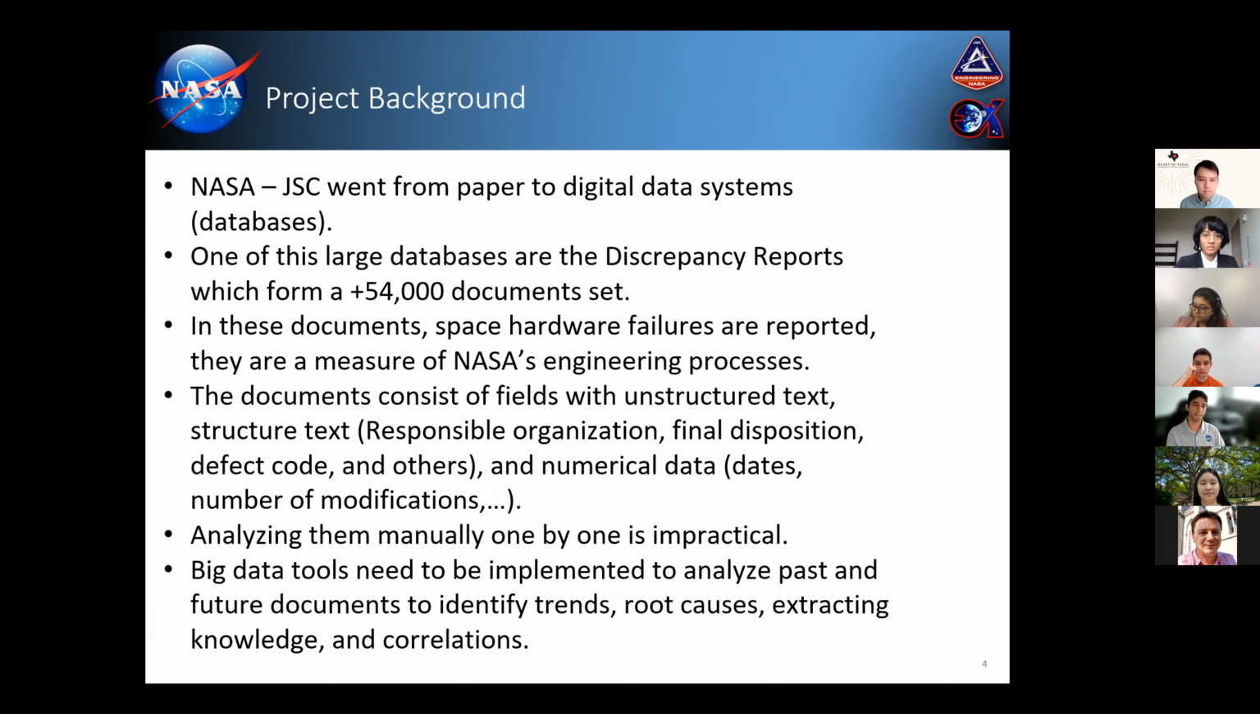So a little bit of background of my project. I work in Johnson Space Center. So NASA went from paper to digital databases. And one of these databases is called the discrepancy reports, which form around 54,000 document sets. And here, engineers or technicians report what went wrong with the hardware that was sent to space, or software also.